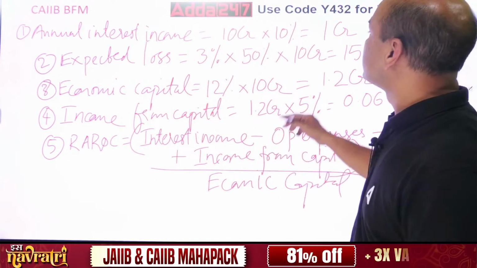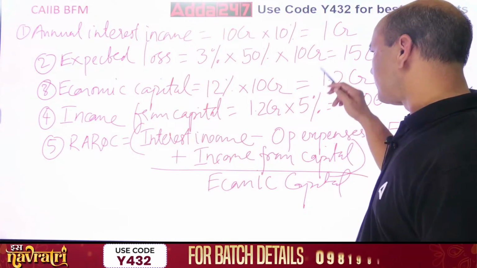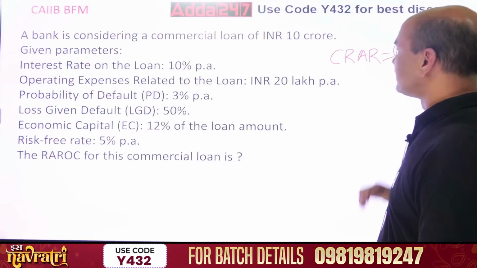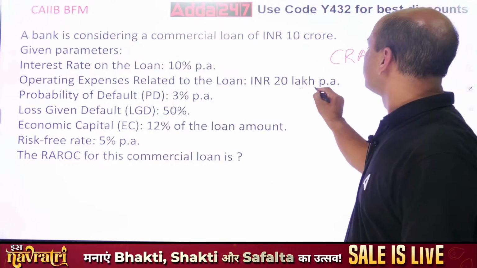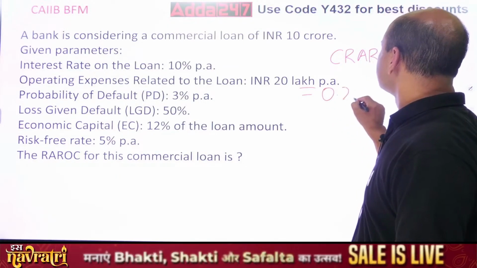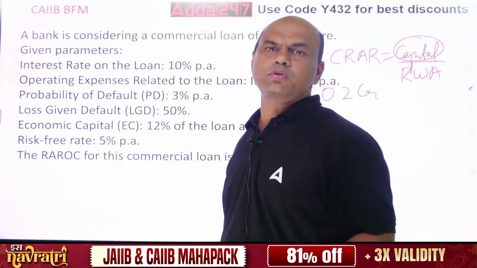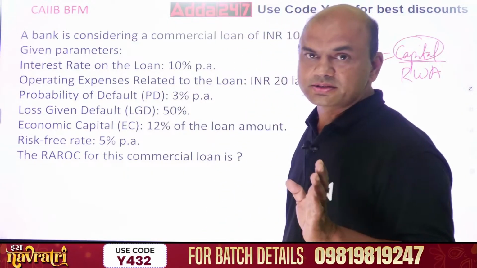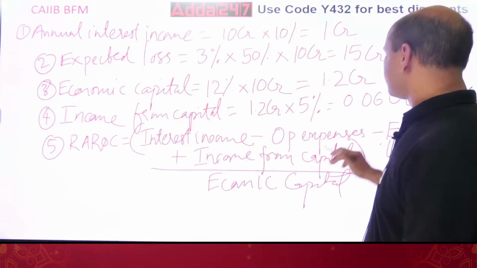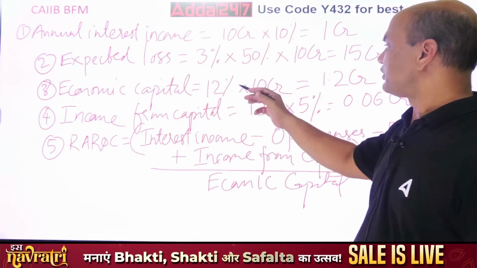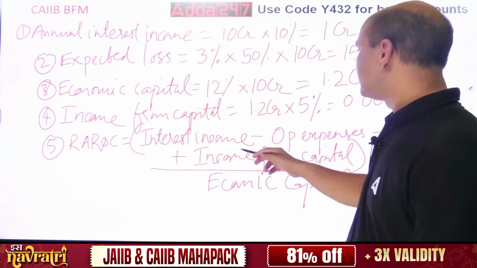So what is the interest income? 1 CR. Minus operating expenses. Those are not given over here, those are given in the numerical. Operating expenses are 20 lakhs. So 20 lakhs, you write it in crores, 0.2 CR. Always bring all of them in the same unit, crore. That's simple to understand, isn't it? So now, this 0.2 minus, what is this? Expected loss. That you got over here, 15 CR. Right? And plus income.